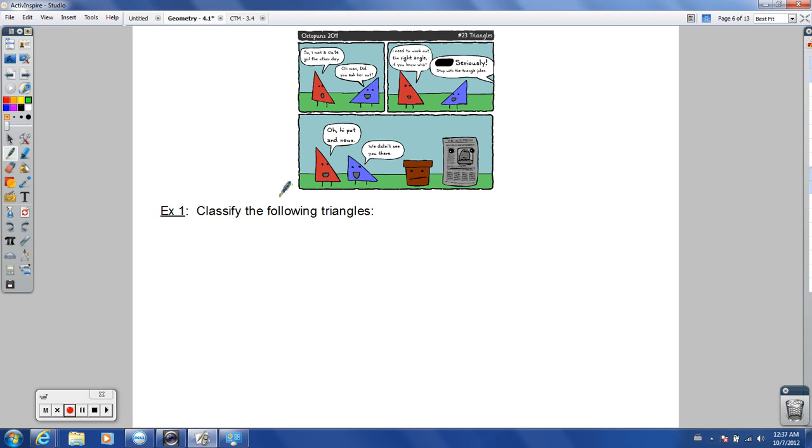I'll get to this in a second, kind of a funny little comic there, but at least I think it's funny as your geometry teacher. If you don't think it's funny, too bad.